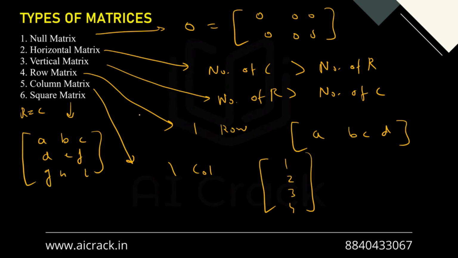So let me just give a summary of all these things. In the case of a null matrix, every element is zero. That is the basic condition. In the case of a horizontal matrix, the number of columns is greater than the number of rows. In the case of a vertical matrix, the vice versa condition holds: the number of rows is greater than the number of columns. In the case of a row matrix, we have just one single row. In the case of a column matrix, we have one single column. And in the case of a square matrix, we have an equal number of rows and columns, right?